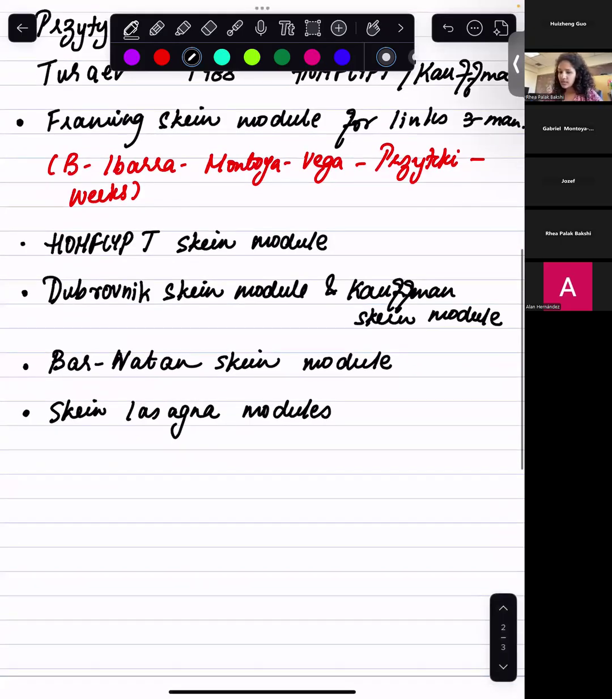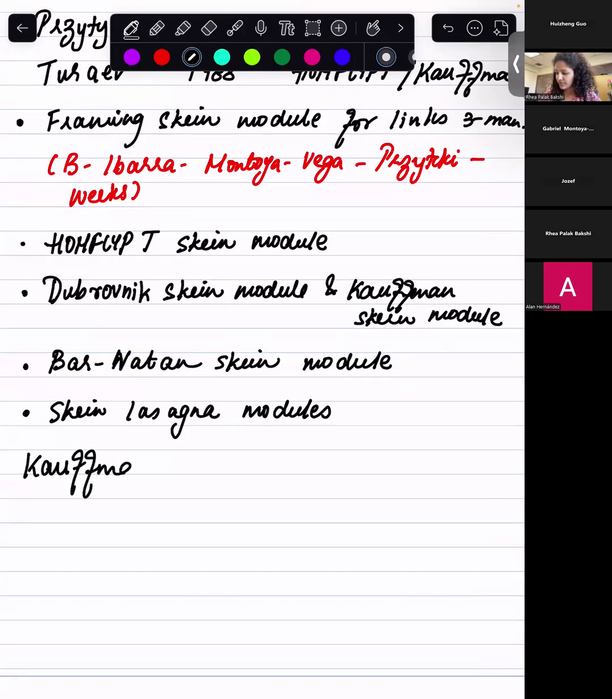Okay, so as I mentioned, the main object of my talk is the Kauffman bracket Skein module. Okay, so just some notation. Well, actually, maybe for this talk, I'll just skip this notation.